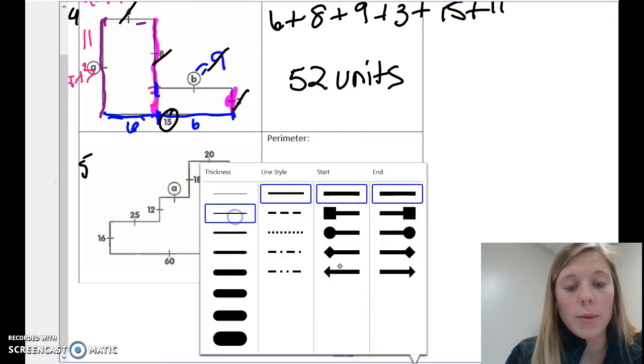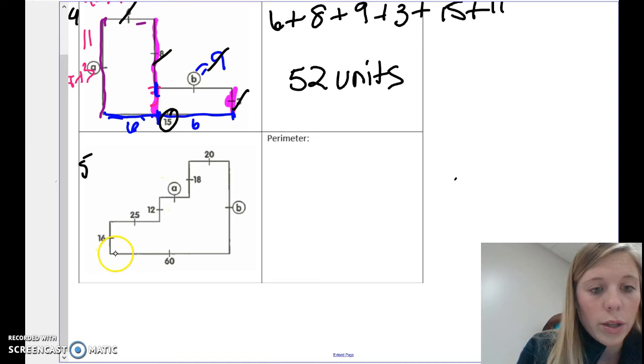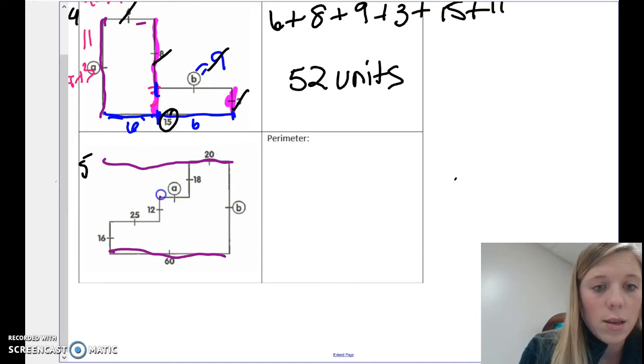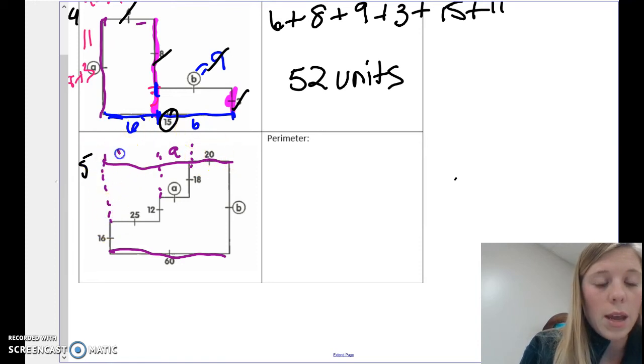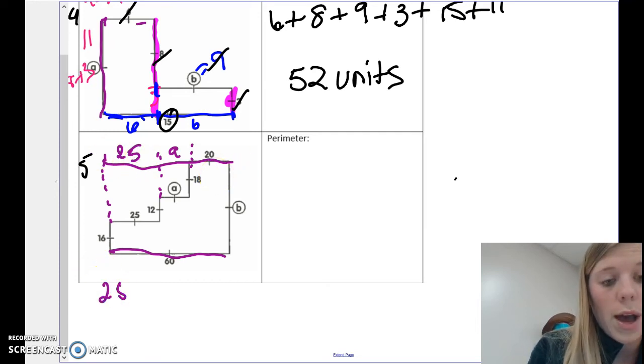Let me make my line a little bit smaller. Looking at A here, we can look at this whole entire bottom of 60. Or I can even draw it up here. This whole side would be 60. I know that this part's A, this part's 20, and the remaining is 25. So together, this line should be 60. So I know I have 25 plus 20, which equals 45.